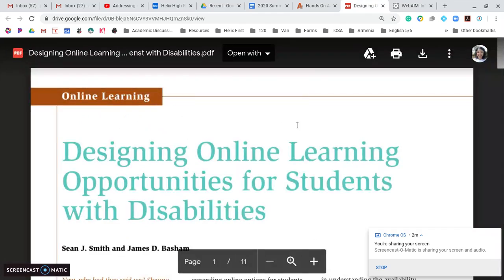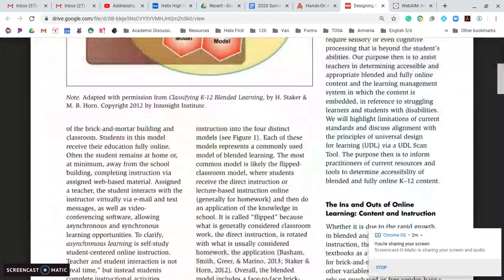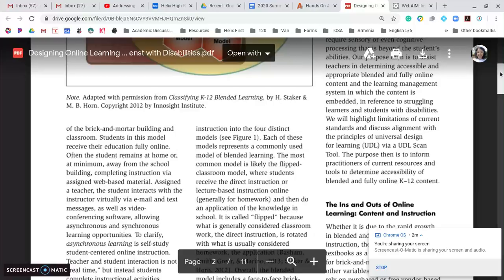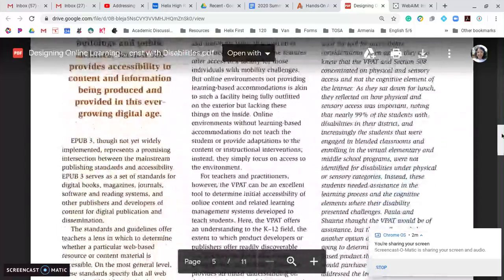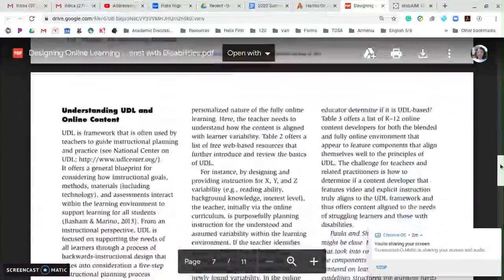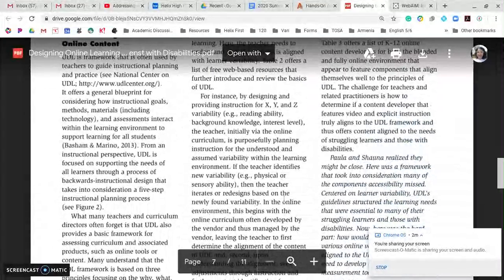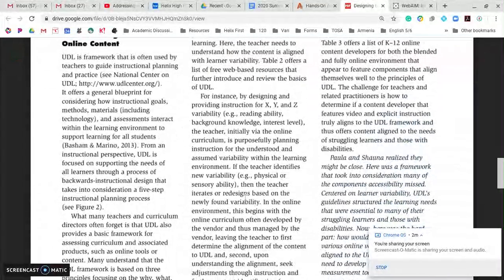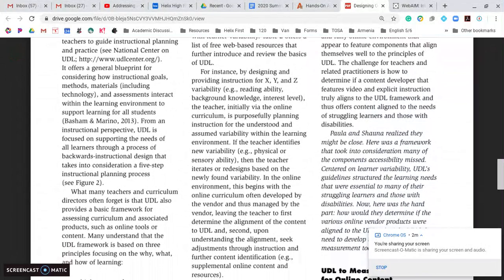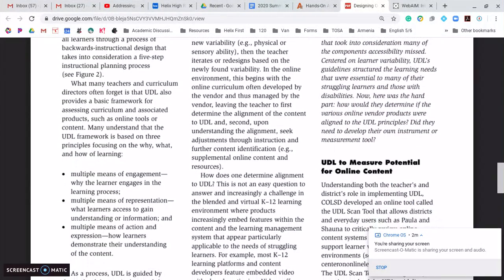Another thing that I found helpful in this text here was it talked about using the UDL scan tool, which I find to be an amazing resource for ensuring that the applications that I might be using, like Achieve 3000, or even the articles I put on Actively Learn, are accessible to students. As they write, accessibility from a physical, sensory, and most important, cognitive or learning perspective is imperative in reaching all of our students.